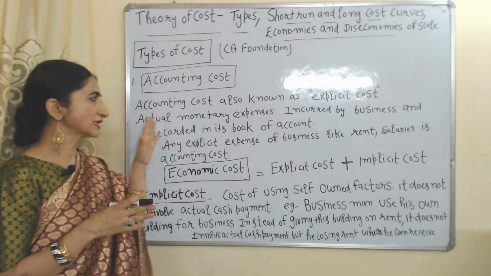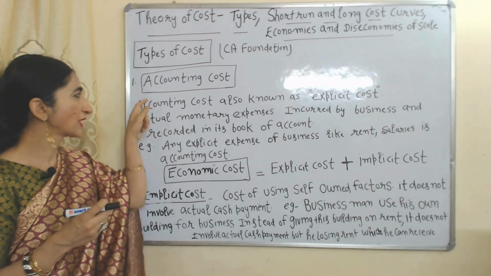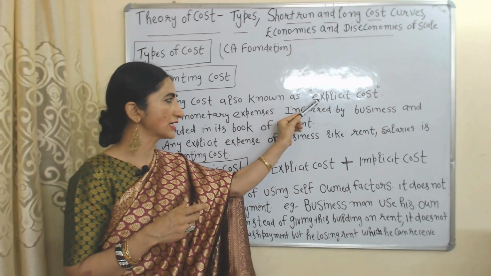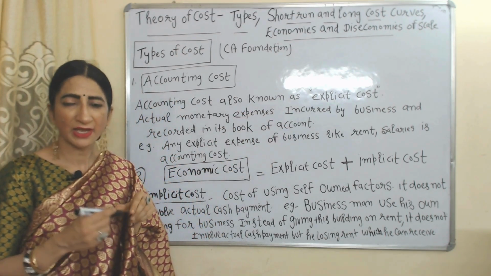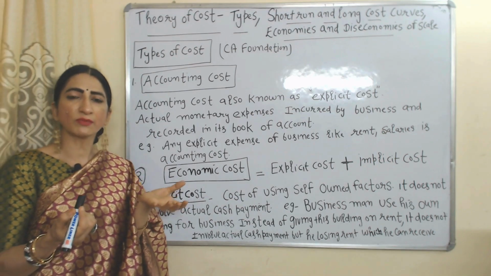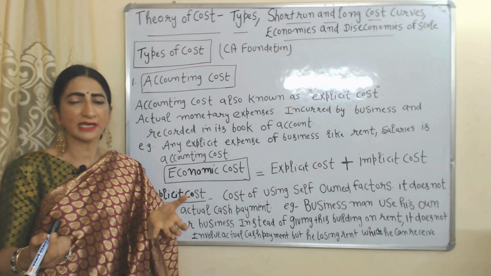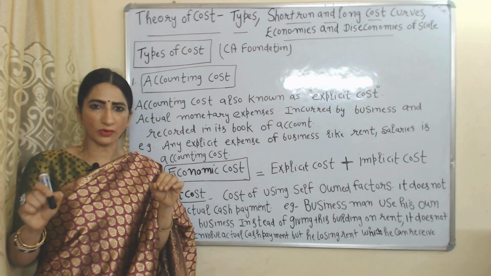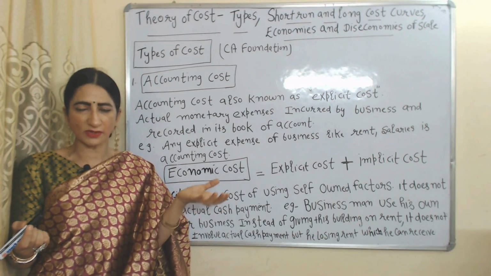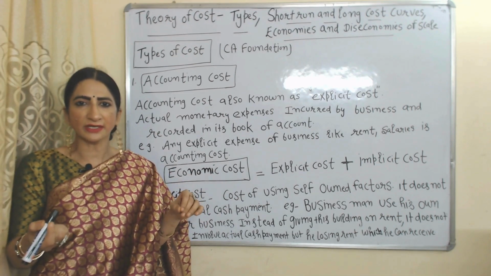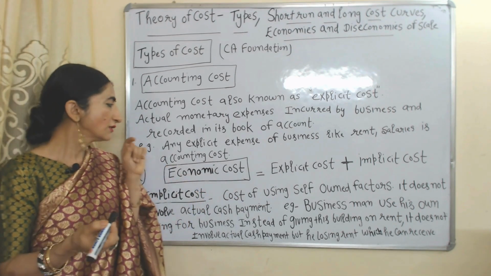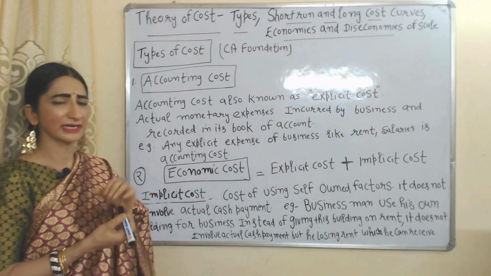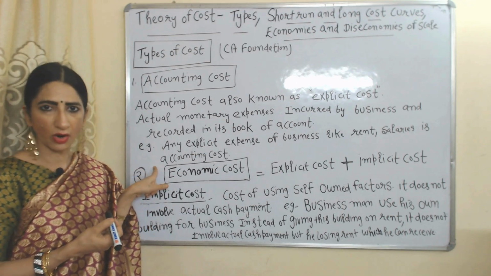First of all, we will see types of cost. Accounting cost, also known as explicit cost. Accounting cost is actual monetary expenses of business and recorded in its book of account. For example, any explicit expenses of business like rent and salary is accounting cost.